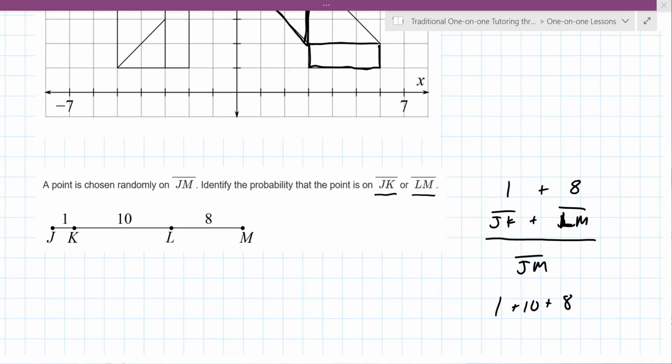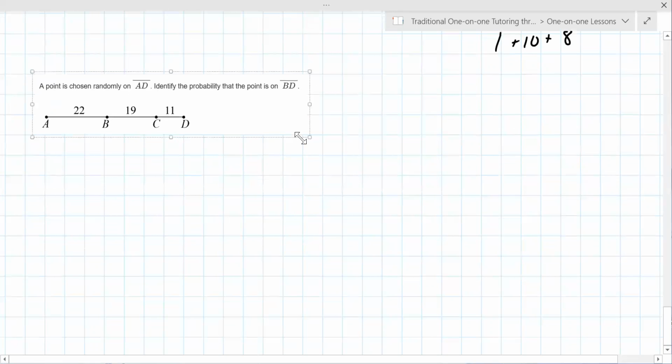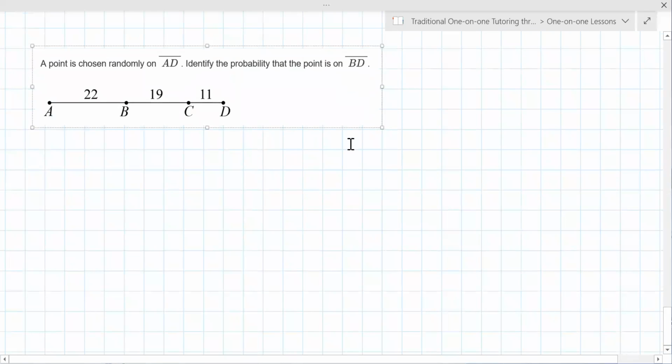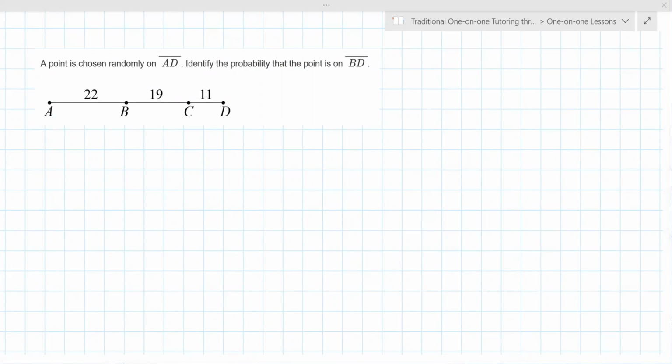Okay, next question is similar. There was another one just like it. Let me snip this in and then you can work this out. See if you can work this out on your own, please. It's really similar to the last one, but this time it's just one segment of the whole thing. And give me your answer as a fraction, please.